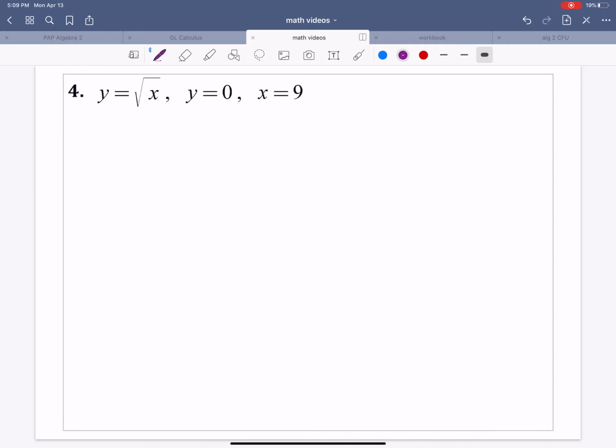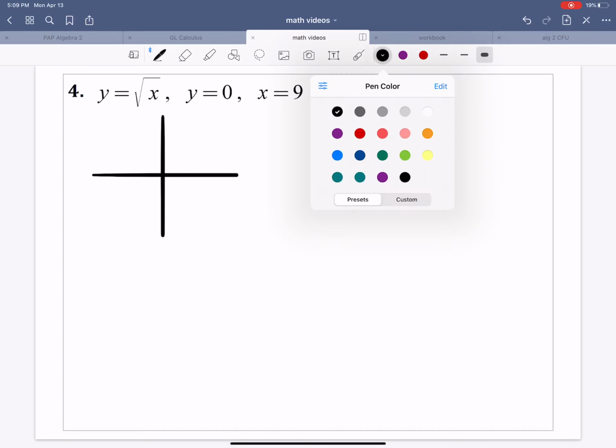Okay? So here it is. We've got y equals the square root of x, y equals 0, and x equals 9. Okay? So if you're feeling really confident and want to try this on your own, pause the video now and try it. Try drawing the graph. Try finding the area. Try doing everything that you can. And then pick the video back up when you're done.